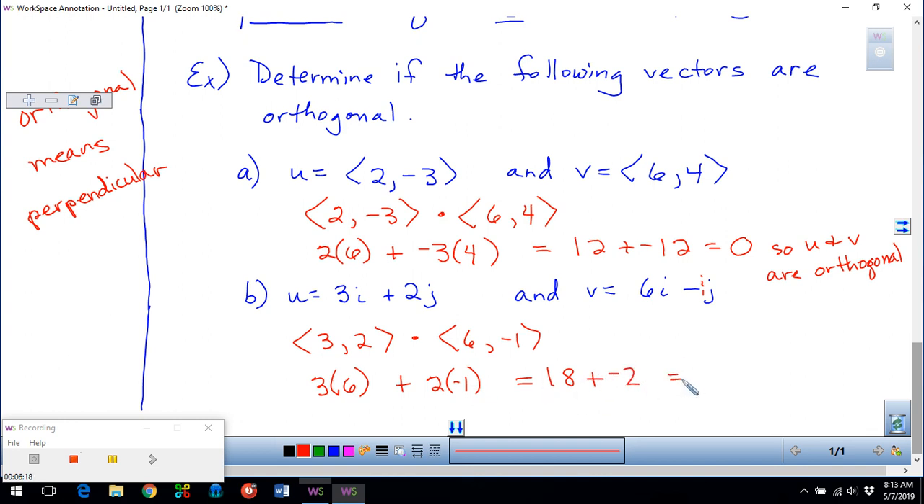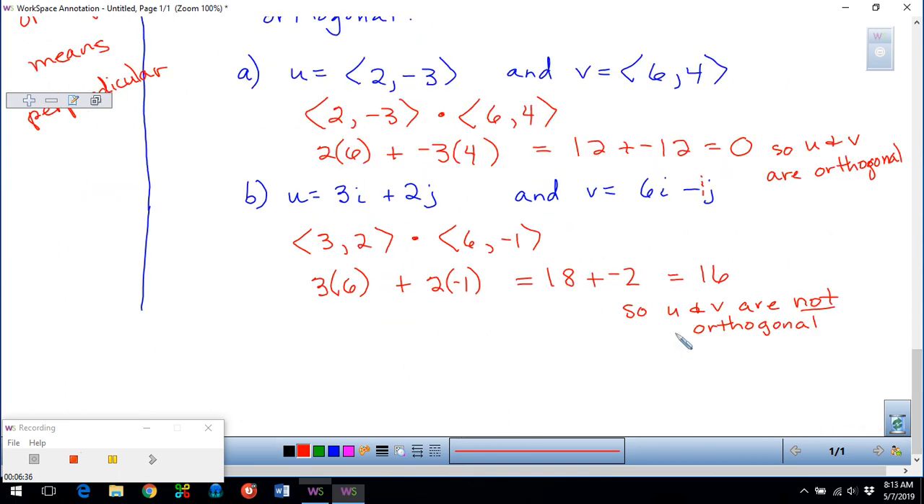equal to 16. So u and v are not orthogonal. And the reason for that is because u dot v is not equal to 0.